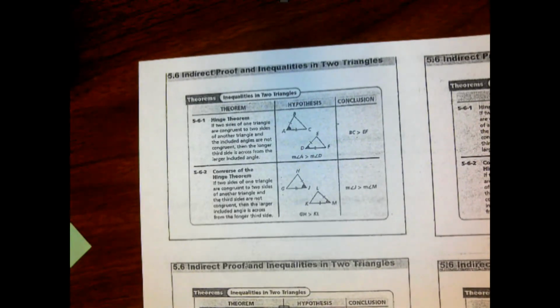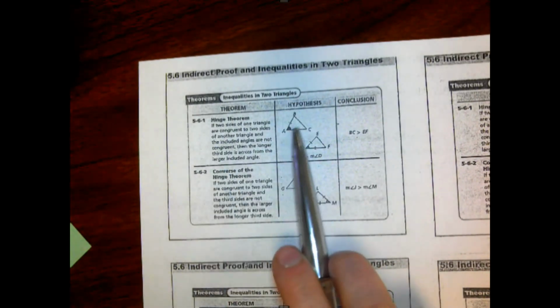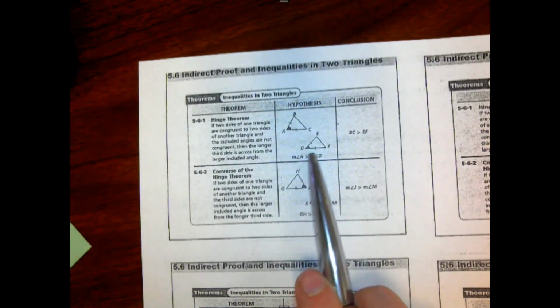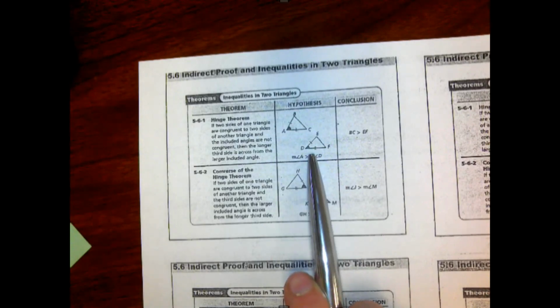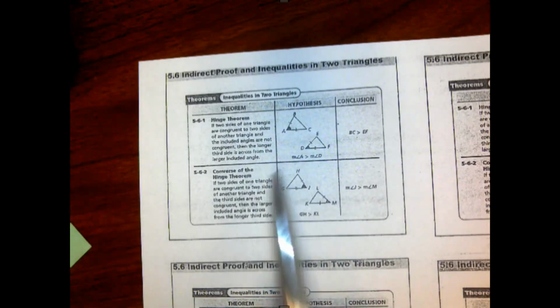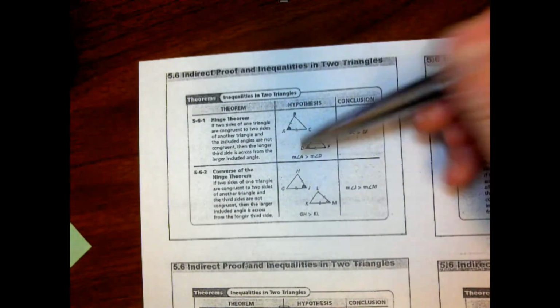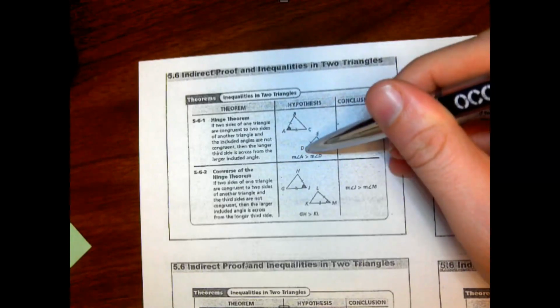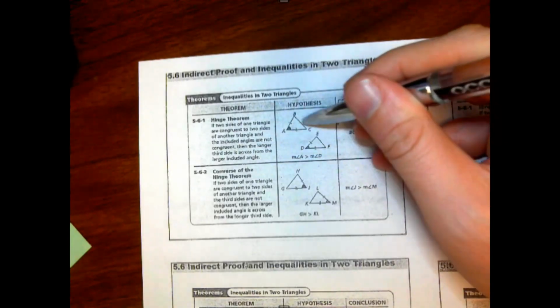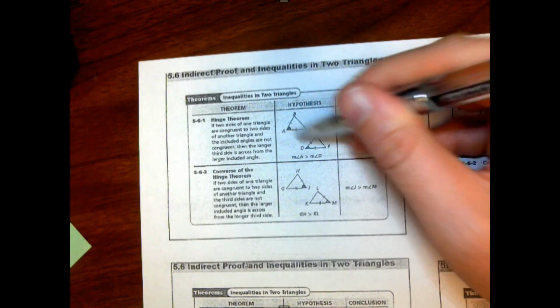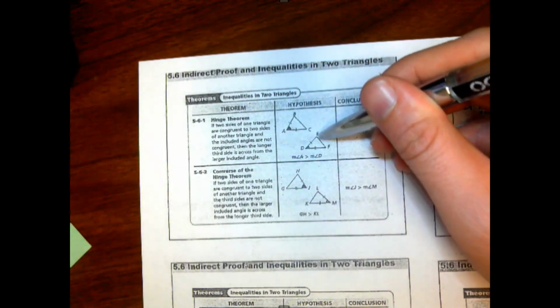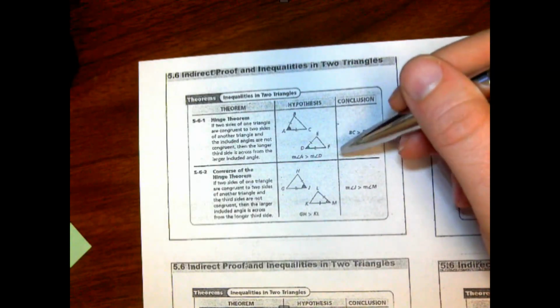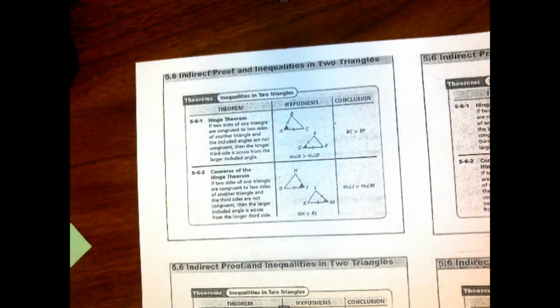Just really briefly, the Hinge theorem is: if two sides of one triangle are congruent to two sides of another triangle, and the included angles are not congruent, then the longer third side is across from the larger included angle. So if I've got two triangles that have two equal sides, but the angle in between them is not the same, then if this angle is bigger than this one, this side is longer than this side. So it's a really obvious thing to conclude from what we were just talking about, how the longest side is always across from the largest angle.